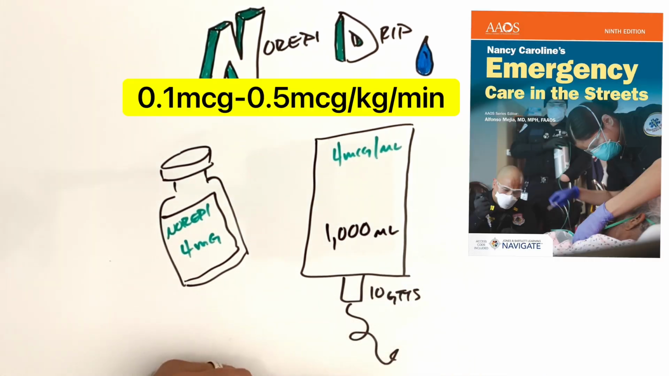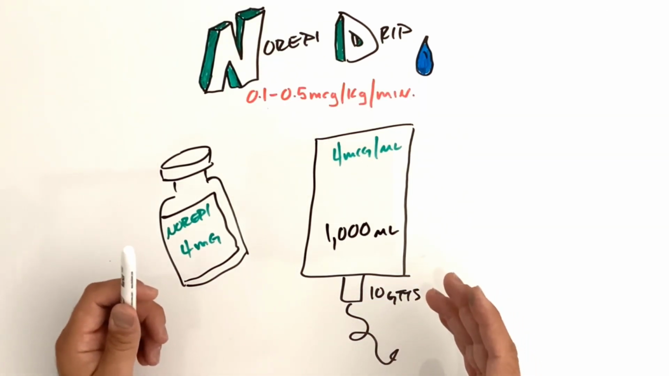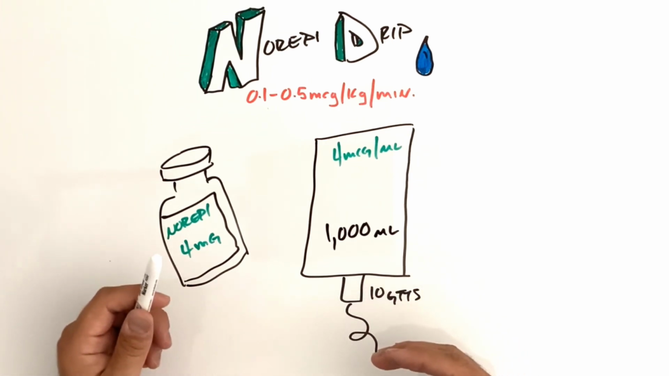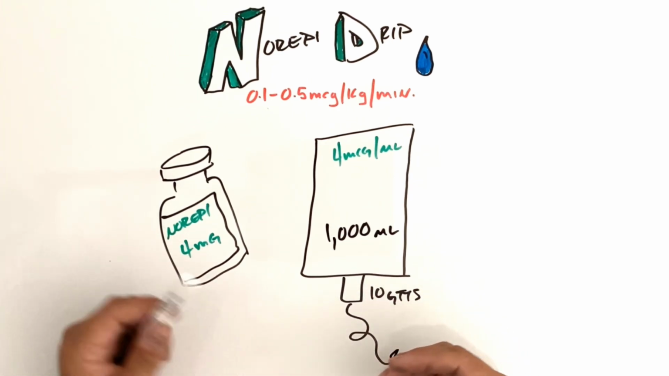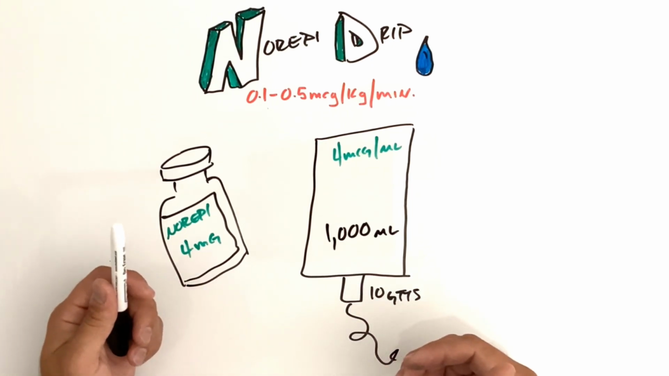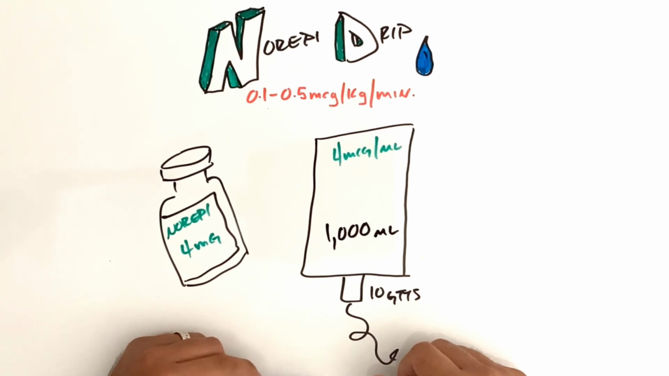So Nancy Caroline, let's start off with the dose, is 0.1 to 0.5 micrograms per kilogram per minute. Much like the other medications, like a dopamine drip or an epi drip, this is one where we're going to mix and we're going to titrate up to effect. Not like lactated ringers or a normal saline where you're specifically just giving a volume bolus. So let's jump right into it.